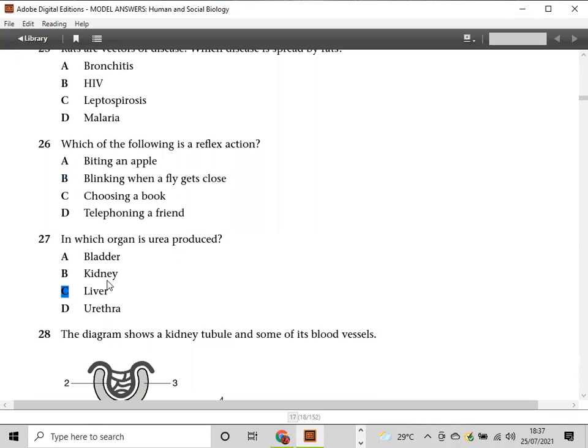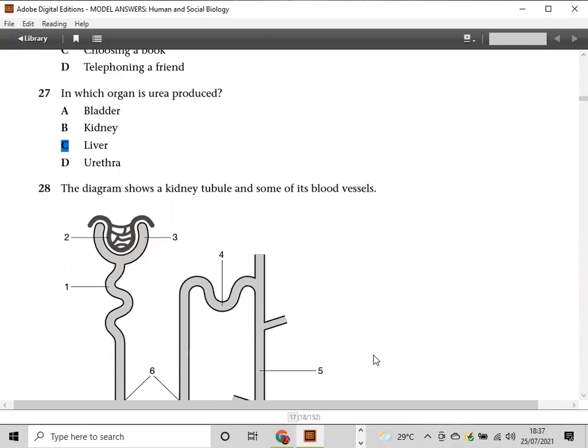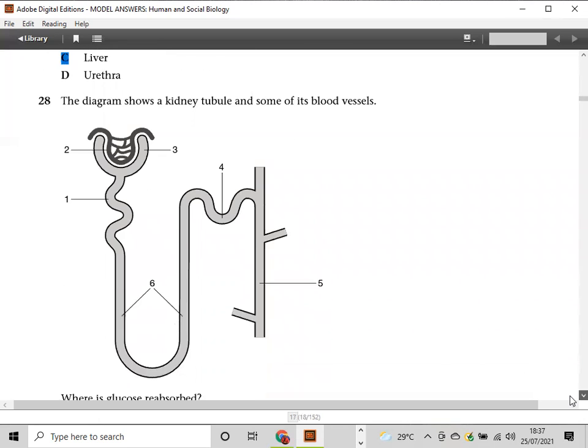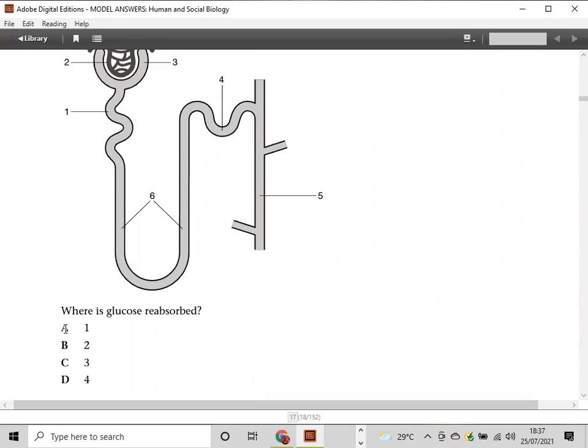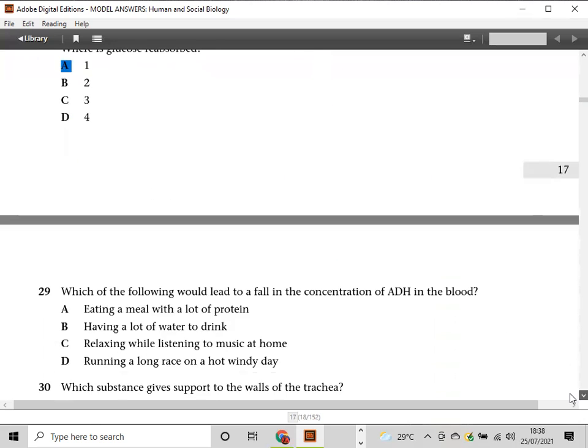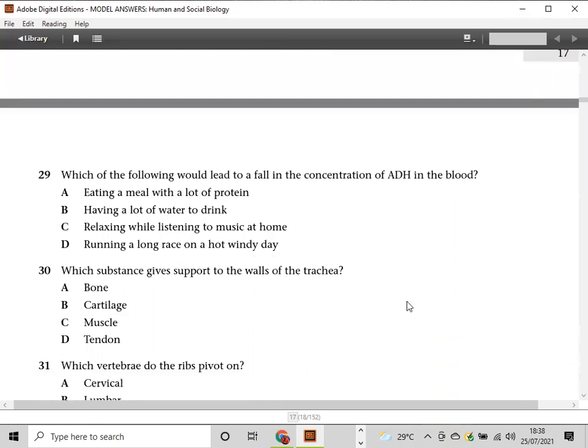That is where the urea is produced. And 28 is A, so that's one, whereas glucose is reabsorbed. All right. 29 is B. Which of the following would lead to a fall in the concentration of pH in the blood? And 30 is E, cartilage. Which substance gives support to the walls of the trachea?